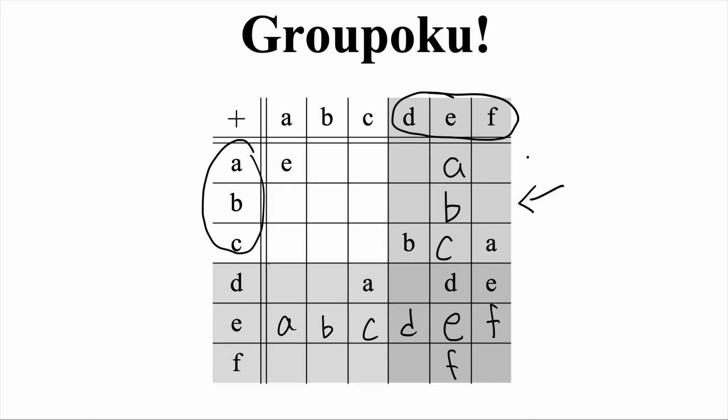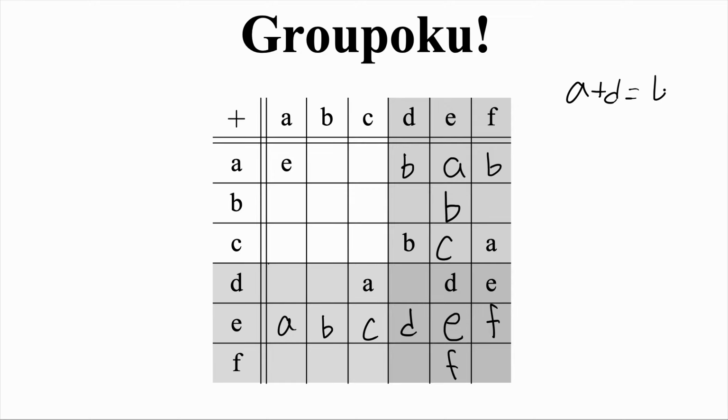So Groupoku inside of Groupoku, and there's going to be no repeats in rows or columns. Now, let's just imagine we had a repeat, something like this. Like A plus D, what if it were B? And then what if A plus F were B? Let's just assume that we had come up with something like that. So we have a B here and a B here. Now let's think about that for a minute. That would tell us that A plus D is B and A plus F is also B.